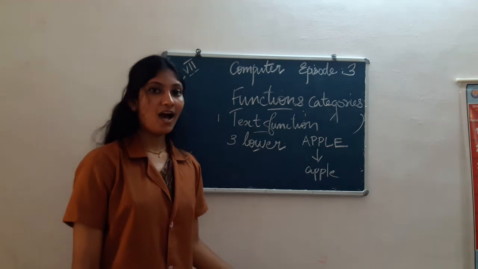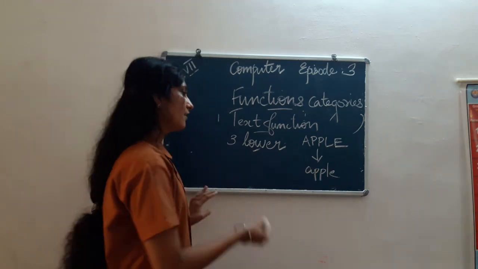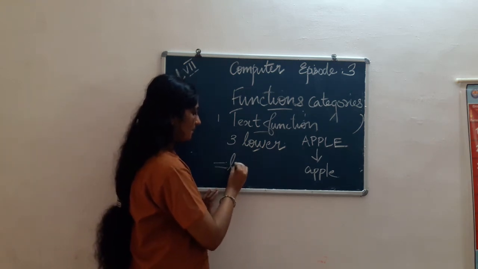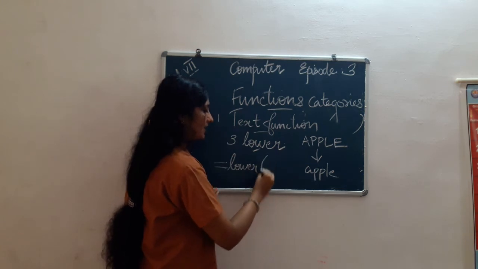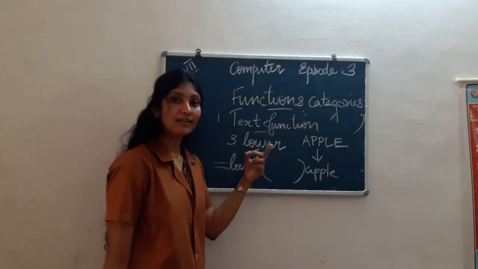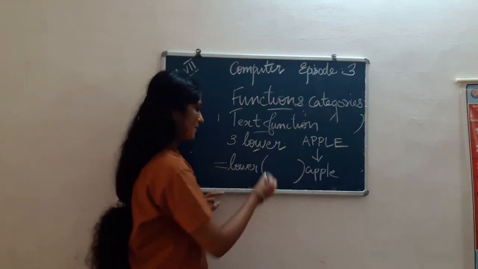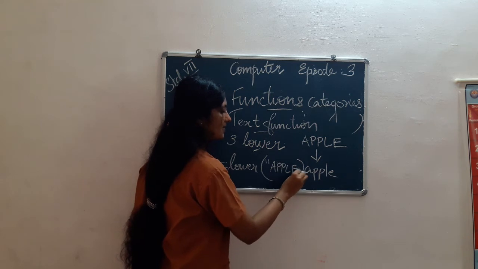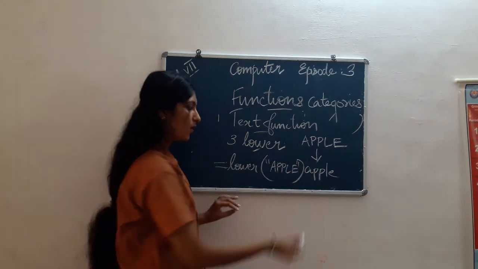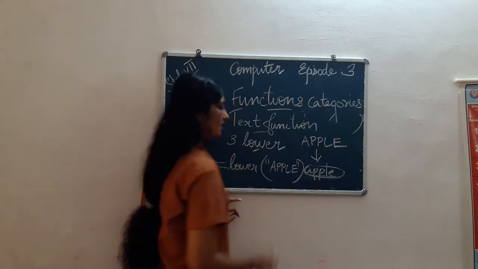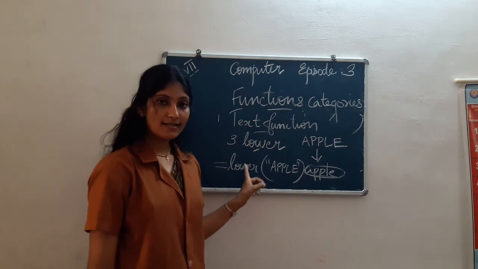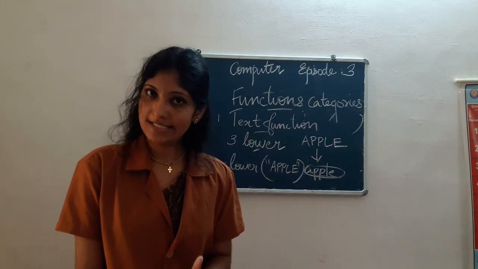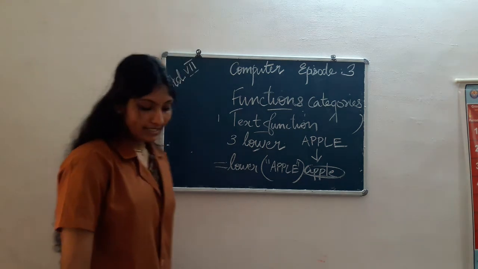So let's see how to write this function. First, just put an equal to symbol. Then our function name is lower. And within the brackets, you can put the text, for example here, APPLE. And what is the result? The result is small letter apple. So the lower function is used to convert uppercase letters into lowercase letters.